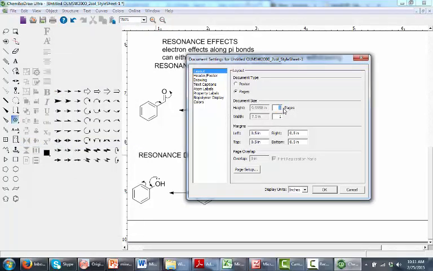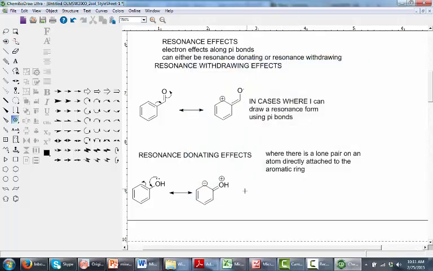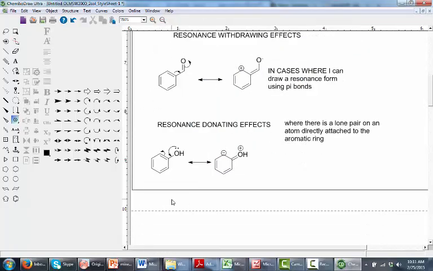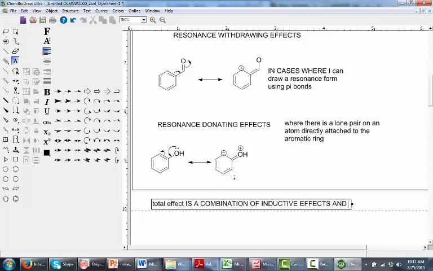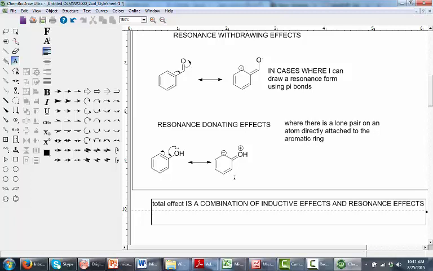I can now also begin to look at things being donating or withdrawing along pi bonds, and the total effect that a substituent has is a combination of inductive effects and resonance effects. So for example, in this particular case, carbonyl groups are both inductively withdrawing and resonance withdrawing. So those are overall deactivating groups.